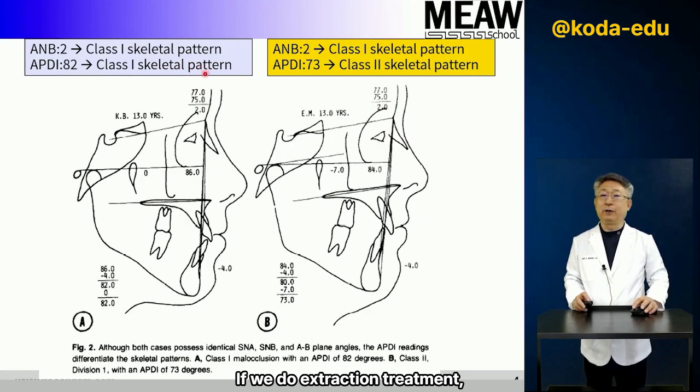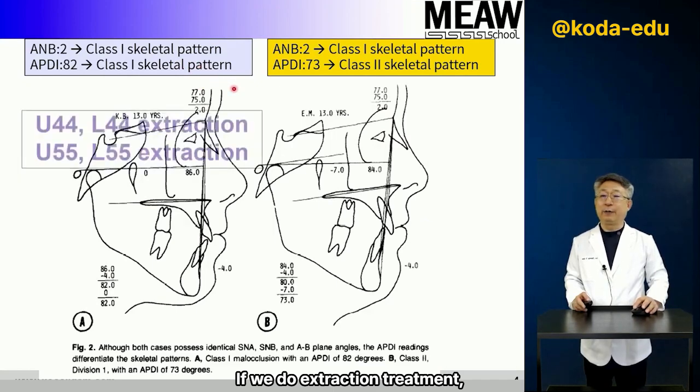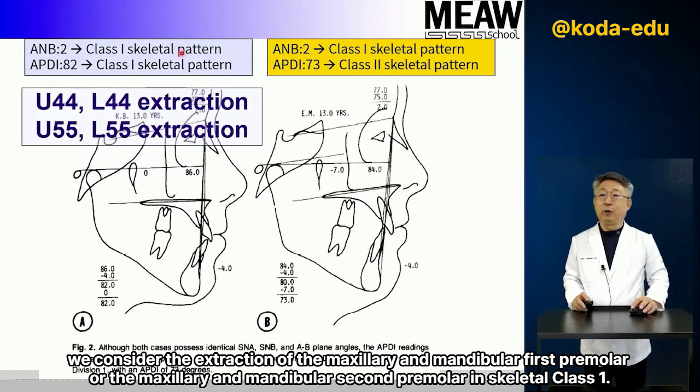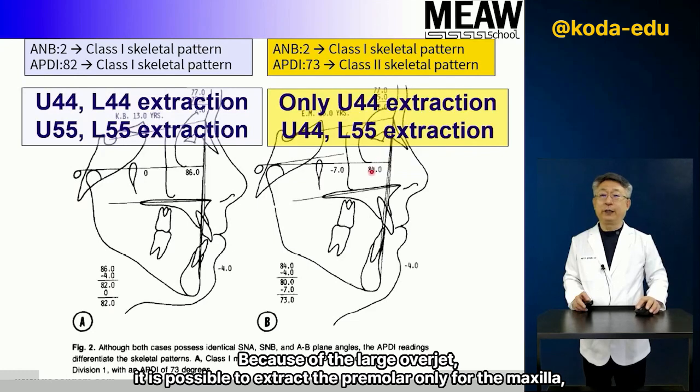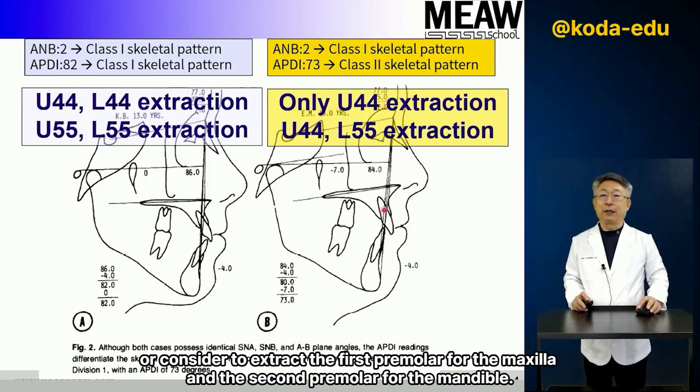If we do extraction treatment, we consider the extraction of the maxillary and mandibular first premolar, or the maxillary and mandibular second premolar in skeletal class 1. If it is a skeletal class 2, what extraction options would you consider? Because of the large overjet, it is possible to extract the premolar only for the maxilla, or consider to extract the first premolar for the maxilla and the second premolar for the mandible.